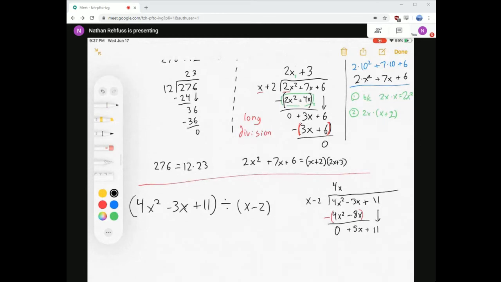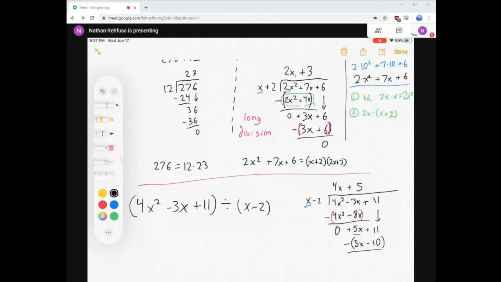Okay, next question. How many times does x go into 5x? I'm dividing this into this now. And you say, well, x goes into 5x 5 times, of course. So then I do 5 times x minus 2, and I get 5x minus 10. And then that whole thing gets subtracted. So be real careful here. This is an easy one to mess up.